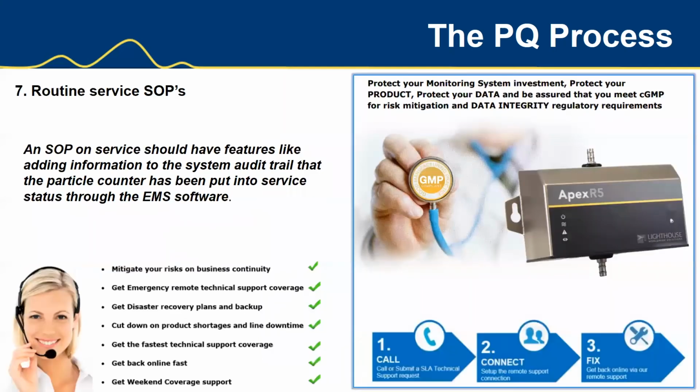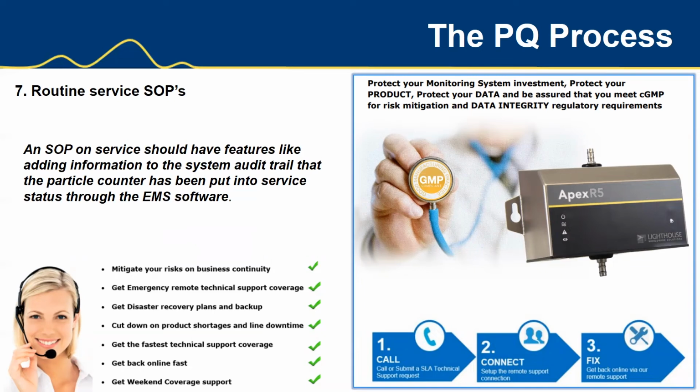Number 7, routine service SOP. Again, you should have business continuity in mind. What happens if something was to go down? Have you got spares? Have you got the ability to swap them out? Do you have the knowledge? Have you got the proper training? Does your vendor give you support right away? Can you go onto their website and get onto a chat? Can you call them directly? Do you have a service level agreement in place? You want to make sure you have all these things in place.